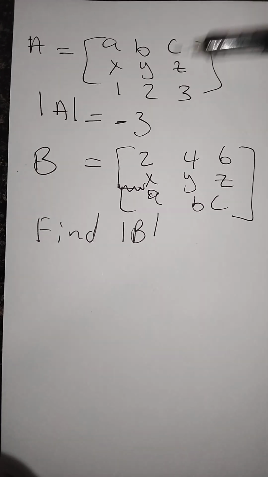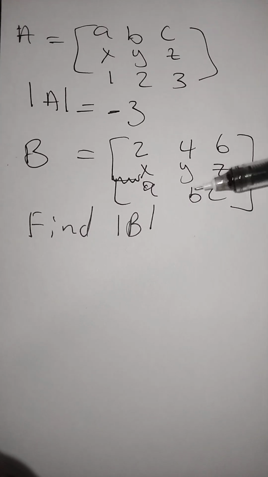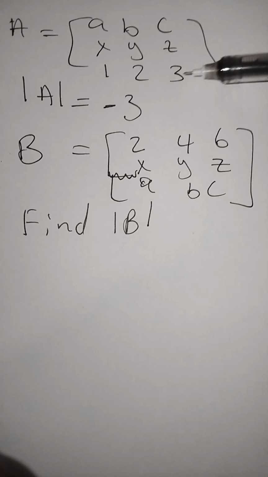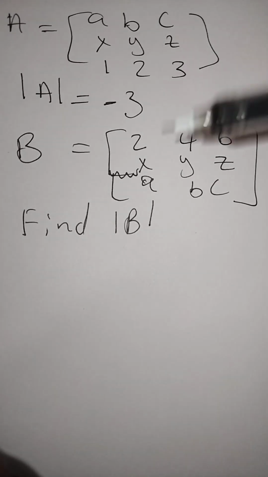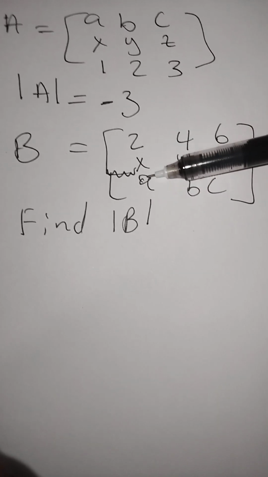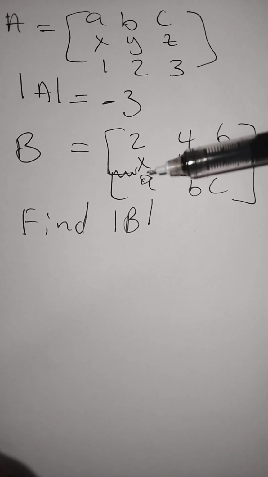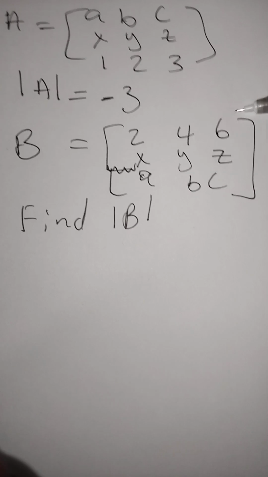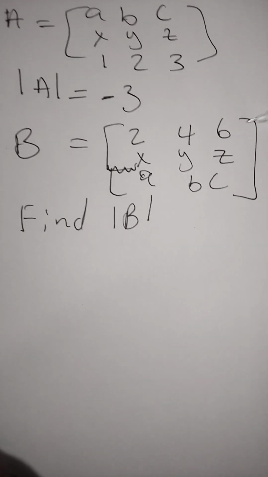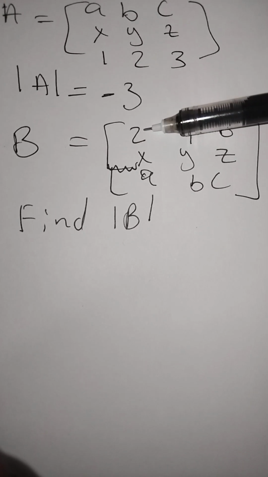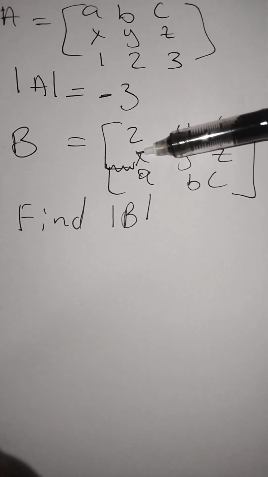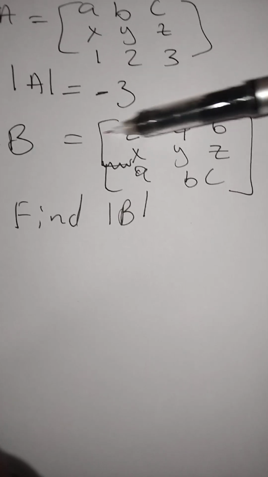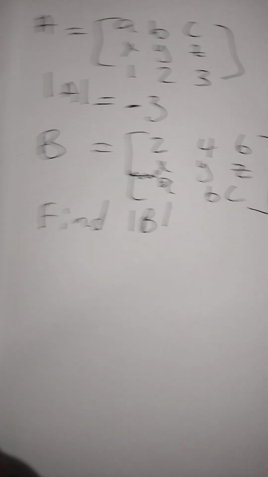So we see that from matrix A, what really happened on matrix B is that we had a, b, c on the first row and 1, 2, 3 on the last row. But on matrix B, a, b, c is on the last row. So basically they interchanged the rows. But now the entries are no longer 1, 2, 3, they are 2, 4, 6. That means this row has been multiplied by 2. 2 by 1 is 2, 2 by 2 is 4, 2 by 3 is 6. So they multiplied this row by a scalar after interchanging.